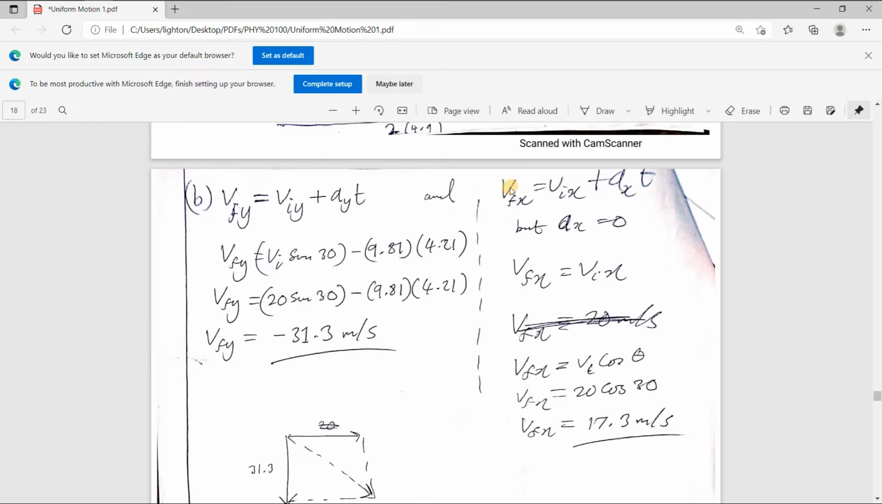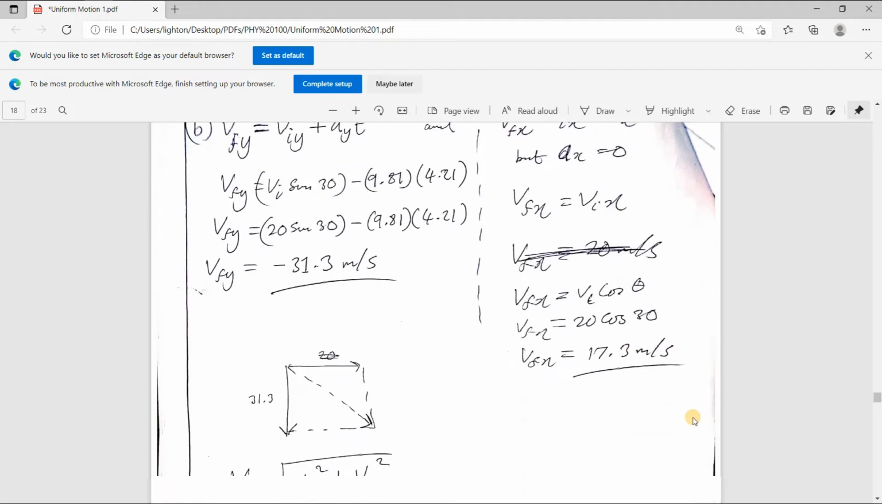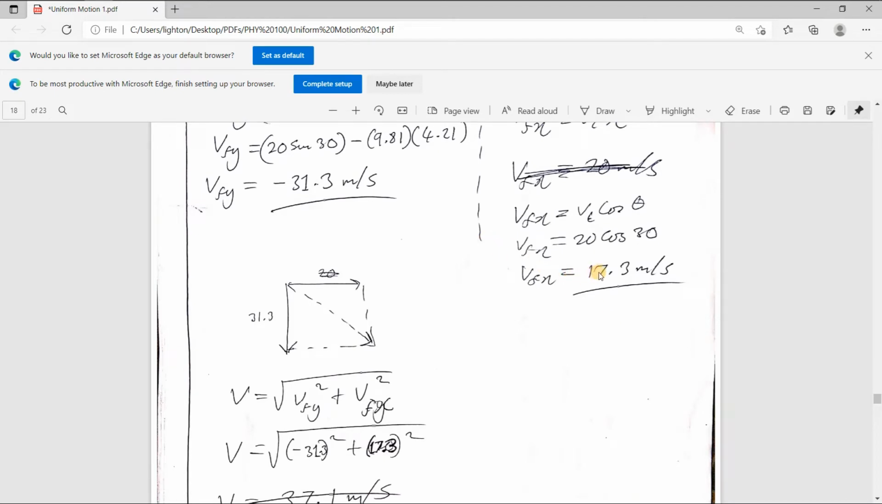How about the x component of final velocity, vfx, which is just vfx equal to vix plus axt. But ax is 0 because the acceleration in the horizontal axis is always 0. So if ax is 0, this will become 0, and then we'll have vfx being equal to vix. And we know vix is just vi cos theta, which is 20 cos 30, which is 17.3 meters per second.